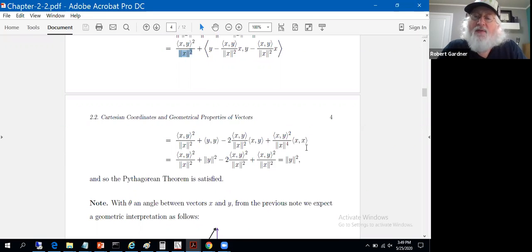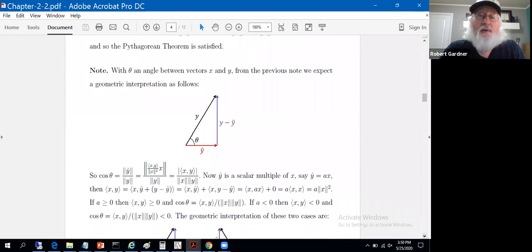Hey, inner product of x with itself, that's the norm of x squared. So we could cancel that with 2 of these norms of x in the denominator, leaving us with this quantity here. And lo and behold, we've got minus 2, this quantity here, plus this quantity, plus another copy of this quantity. So this term and this term give us 0, leaving us with norm y squared.